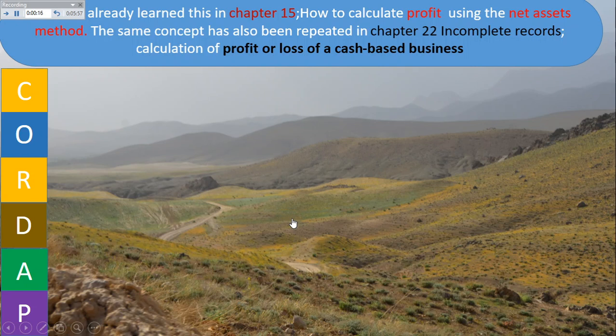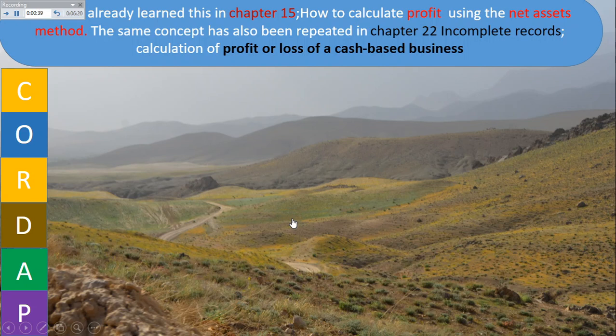So this is similar to what we studied in chapter 15 and chapter 22. Chapter 15 dealt with calculation of profit using the net asset method. Chapter 22 was related to incomplete records. It also dealt with calculation of profit or loss of a cash-based business.